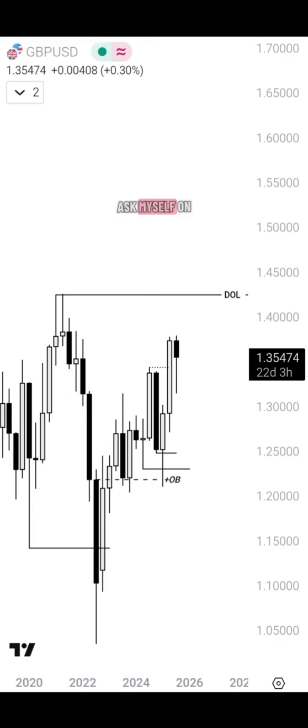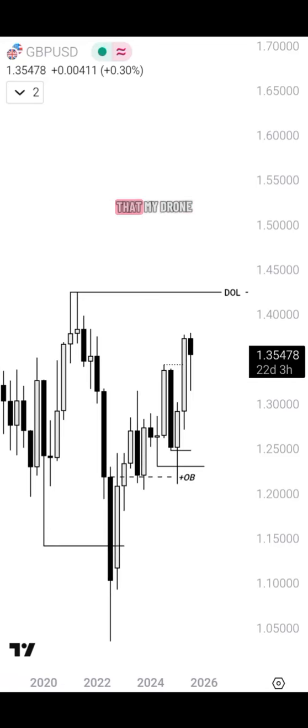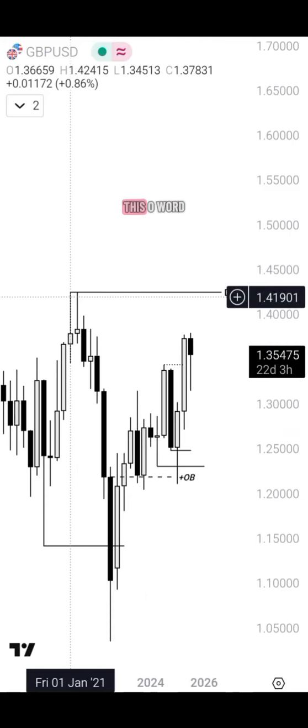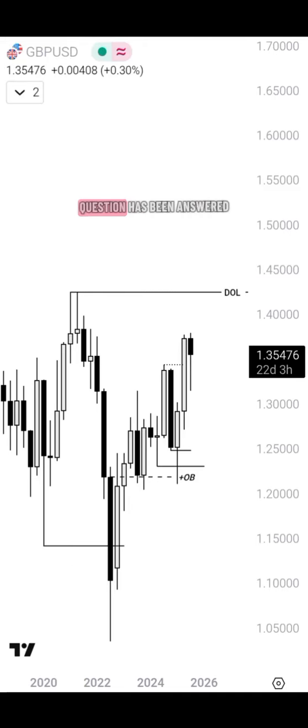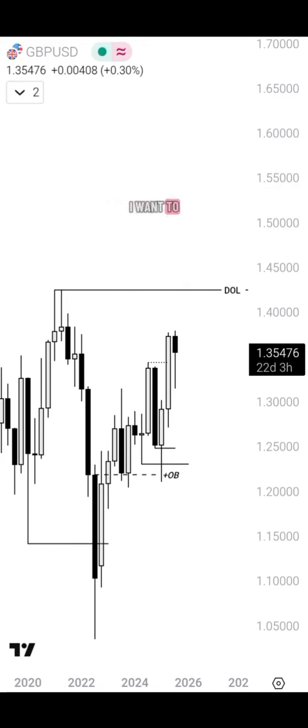I like to ask myself on the higher time frame, am I seeing a clear draw on liquidity? Now, draw on liquidity simply means where price is easily going to move towards, like price will find what's low resistance to move towards that particular direction. That's draw on liquidity, and you can see right here that my draw on liquidity is these old highs on the 3-month chart.